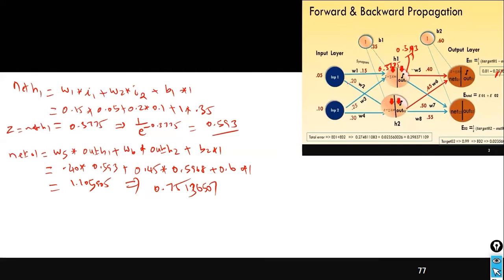You need to take the product of this weight with this value, and the product of this value with this one, and then for that value you need to apply the activation function. You will get a value for your out H2, and then that value goes into this one and this one. Okay, and you will get the z value if you take the sum of these two weights and this value, right? And if you apply the activation function, you will get some other predicted value.